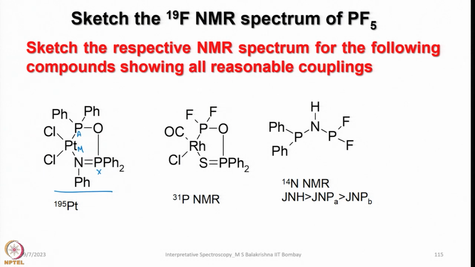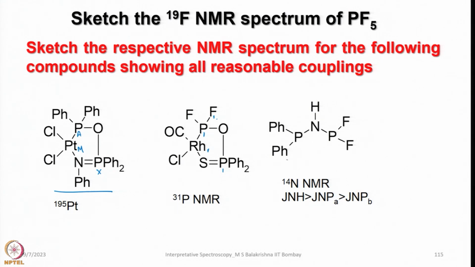The AMX spin system differs a little bit in the sense that M is not 100% abundant, whereas in this case we can see a very identical one, but instead of phenyl groups on phosphorus we have fluorine, another NMR active nucleus, and here we have P double bond S. That means basically we can say this is one type, this is another type, and this is another type. So that means in the case of 31P NMR, we can anticipate two signals and each signal will be split in a different way.